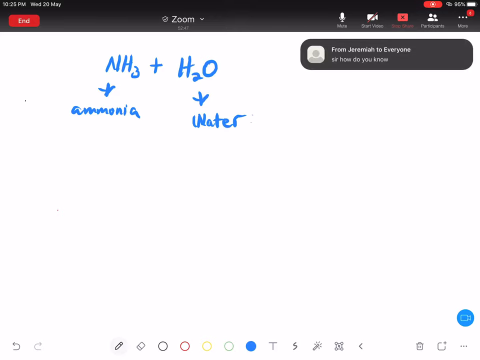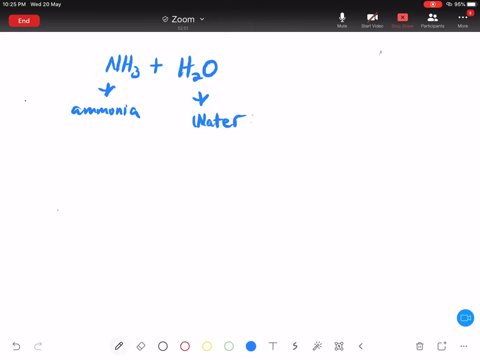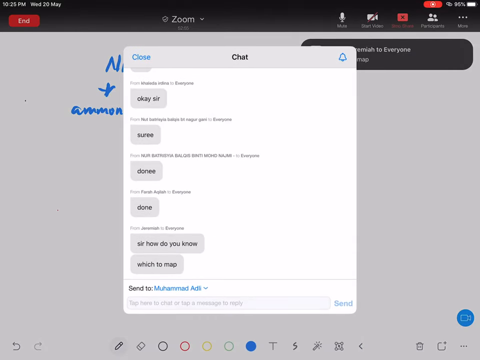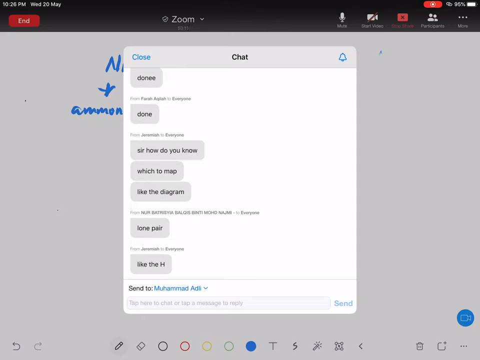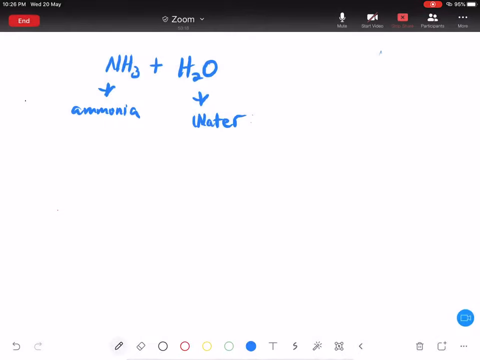Mari saya ajar. So how do you know which to map? The clue is the lone pair electron. Look at here. Let me teach you. You have an NH3. N has a lone pair of 2 electrons. Guys, you have a negative over here, am I right? Of course, the negative will attract it to something that is positive. Do you know or not?